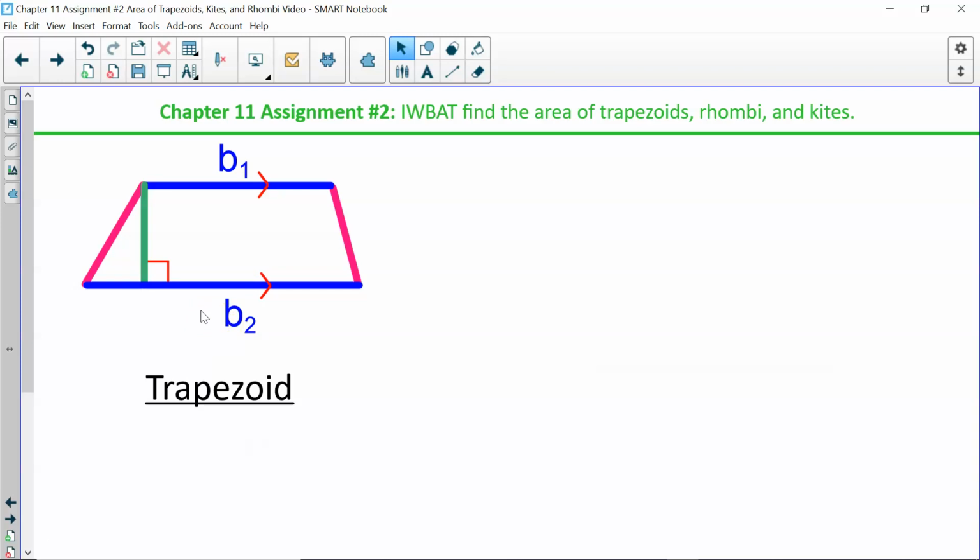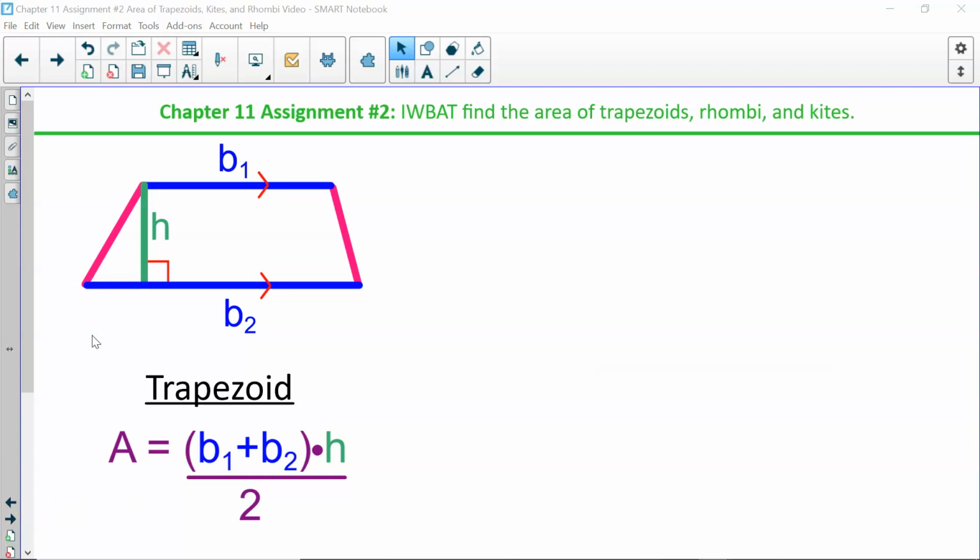In my trapezoid I also have the perpendicular distance, and I have that colored in green, and that is the height of the trapezoid because that is the distance between the two bases and it forms a right angle, so it's the perpendicular distance. Our trapezoid area formula is (B sub 1 plus B sub 2) times h divided by 2.